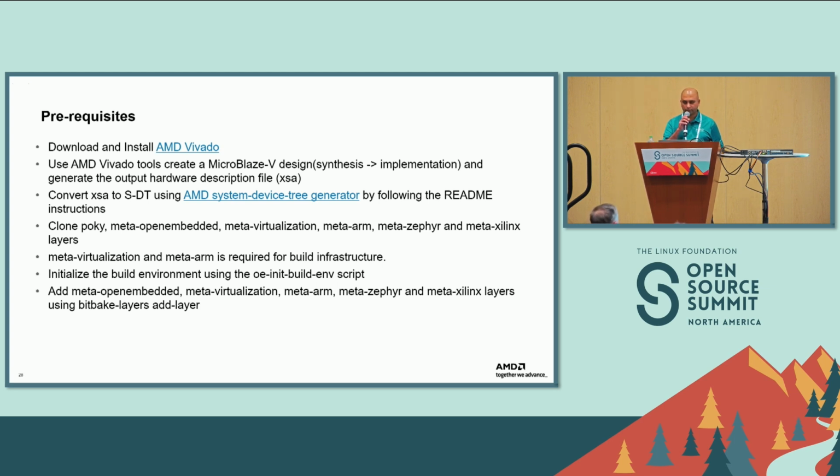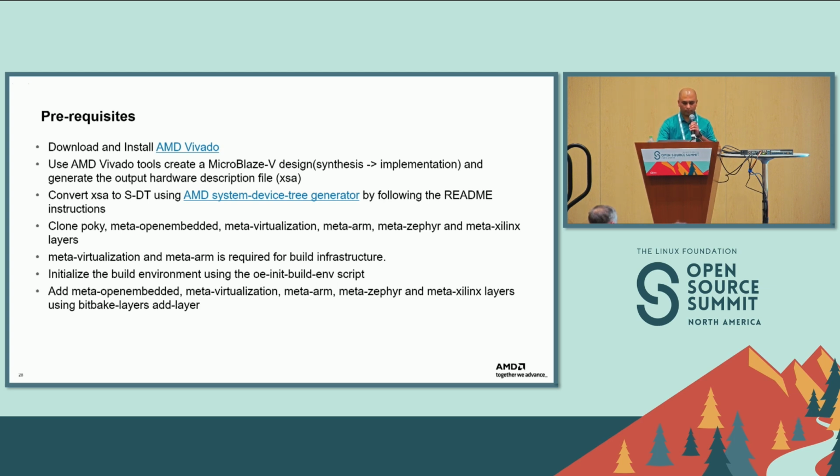The next prerequisite is that you need to have the Poky layer, meta-openembedded, meta-virtualization, meta-arm, meta-zephyr, and meta-xilinx layers cloned. Why we need meta-virtualization and meta-arm is that the system device tree can't be used directly as it is for any of the build systems. It has to be pruned to an operating-system-specific device tree. And the pruning tool, which is Lopper, is part of the meta-virtualization layer. And we also depend on meta-arm because of the build infrastructure for meta-xilinx.